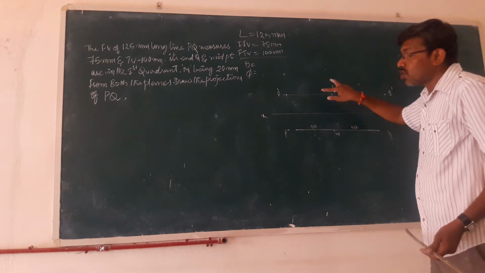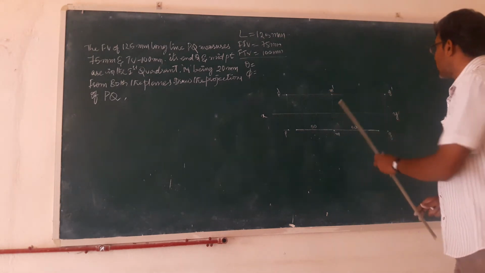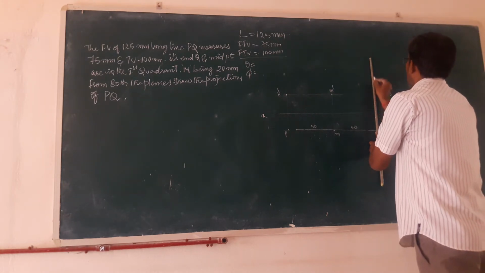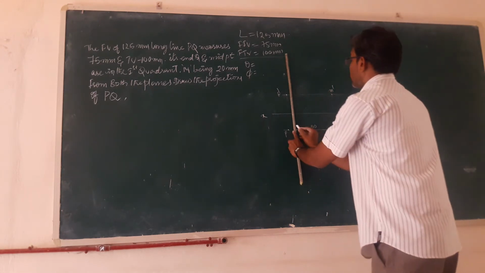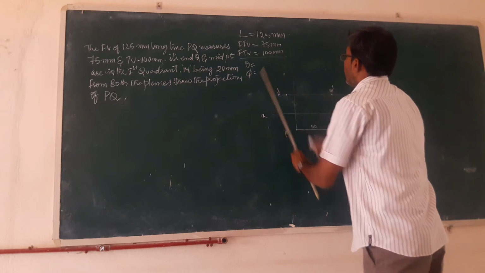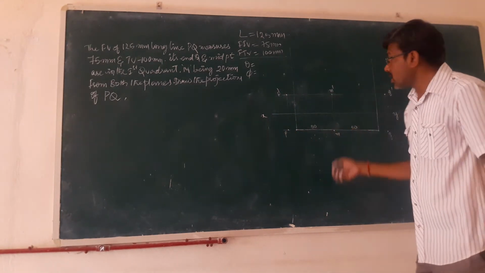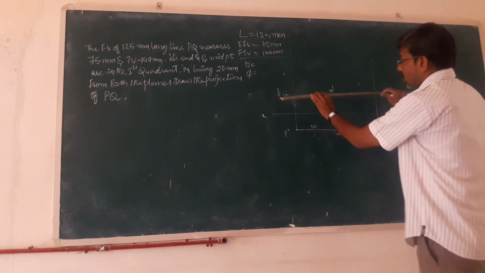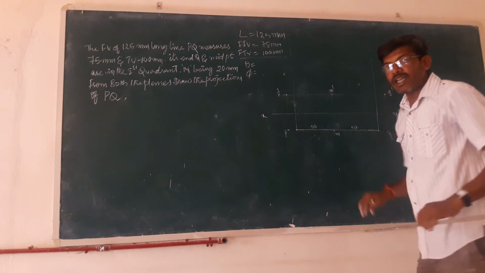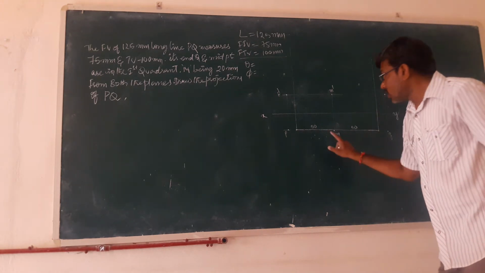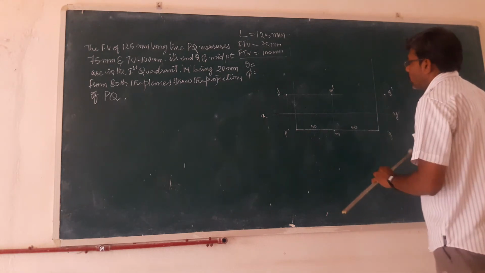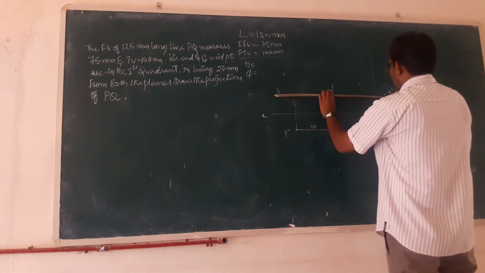So how do you get how much rotation? To get the rotation, I will simply draw a line here and draw a line here also. These are the projectors. Why am I drawing two projectors? Because when this line is tilted to the horizontal plane, it is inclined to the horizontal plane, and the top view is going to be reduced. This is clear.